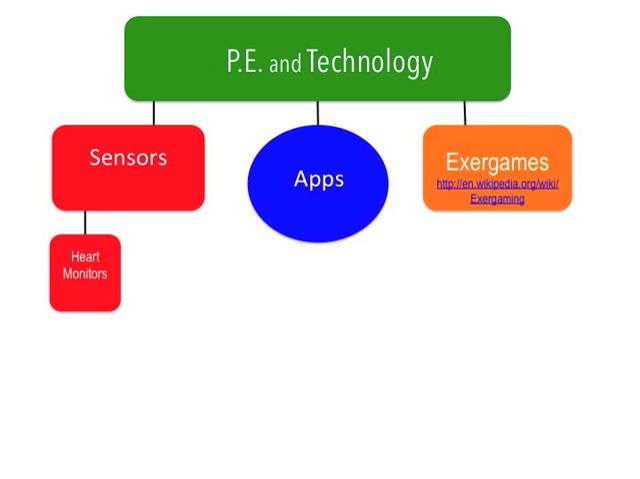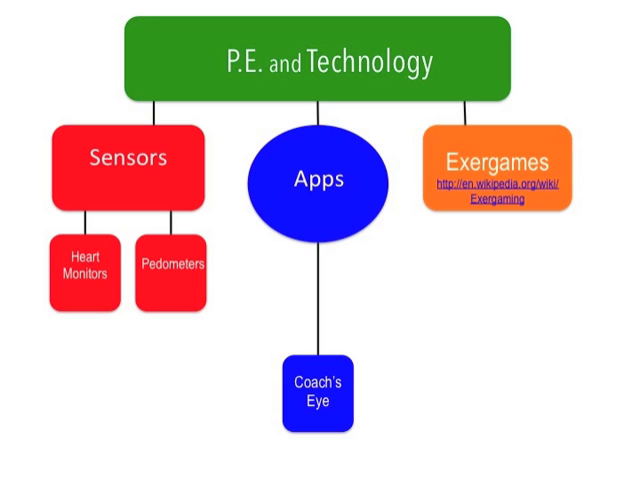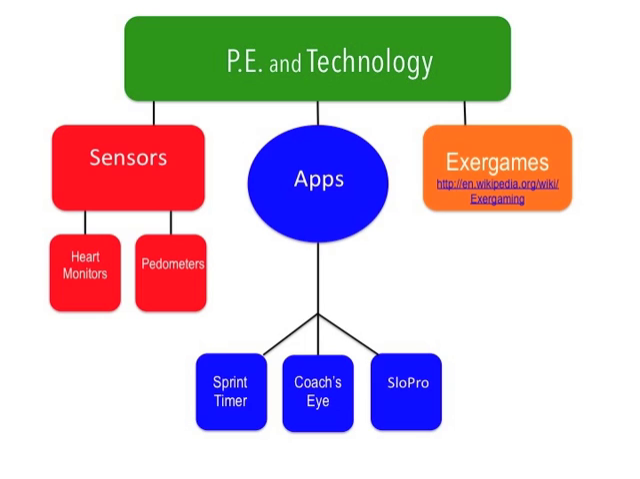Under the category sensors, I have decided to discuss heart monitors and pedometers. And again, I chose to use the color red because usually when you're using a heart monitor or pedometer, you're exerting yourself, which makes me think of getting hot and red-faced. Under the category apps, I have chosen to discuss three different applications, which are Coach's Eye, Sprint Timer, and Slow Pro. I chose to use the square shapes with the rounded corners since this is the shape of the app icons on iPhones and iPads.